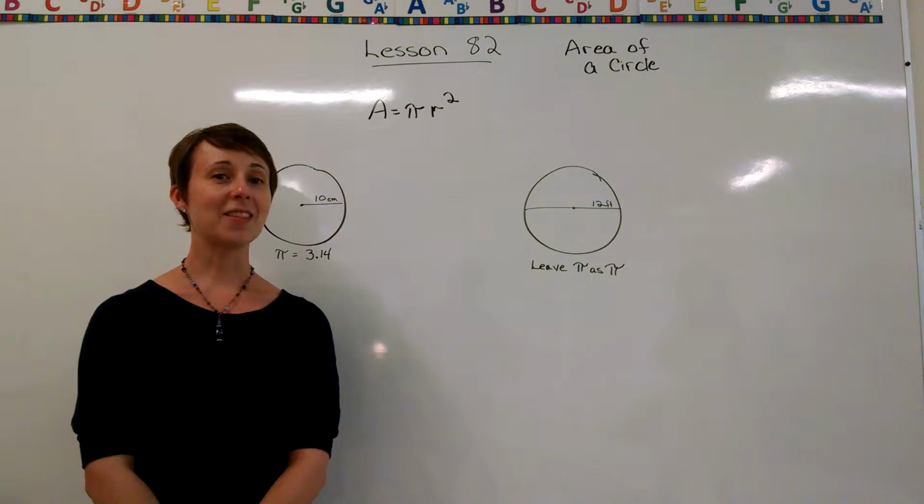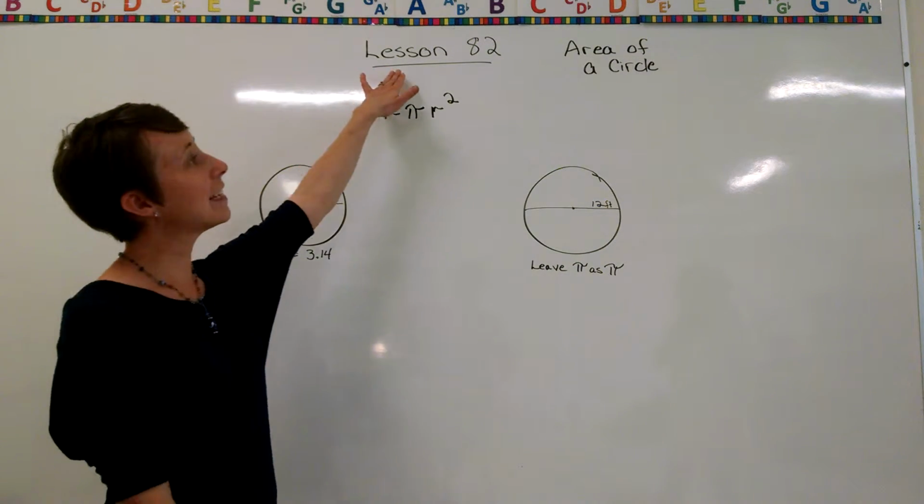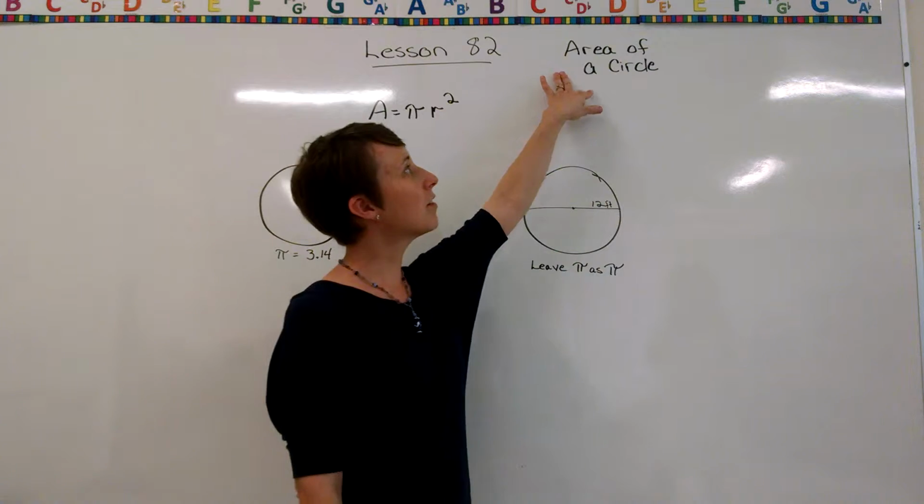This is Saxon Math for 6th grade. Today we're doing lesson 82. We're doing area of a circle.